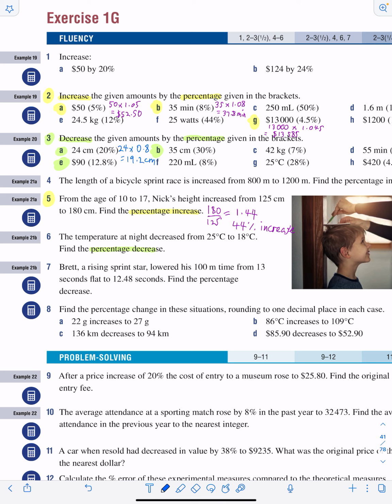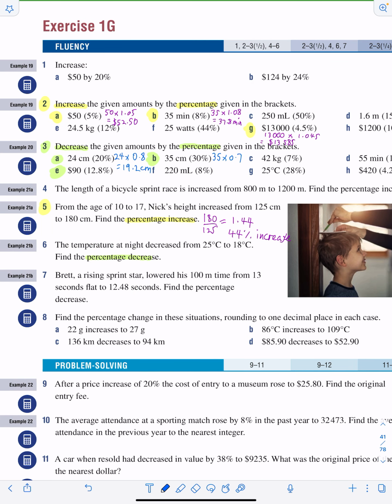Question B. So we're going to decrease 35 centimetres by 30%. That means that the answer will be 70% of the original amount. It'll be 70% of 35 centimetres. So we need to have 35 times by 0.7. And the answer to that one is 24.5 centimetres.